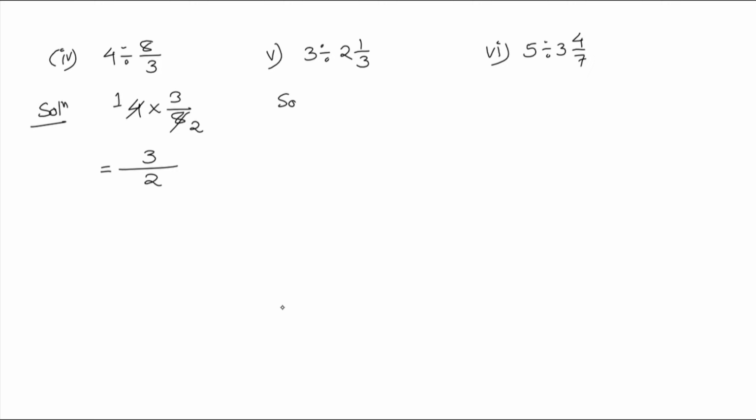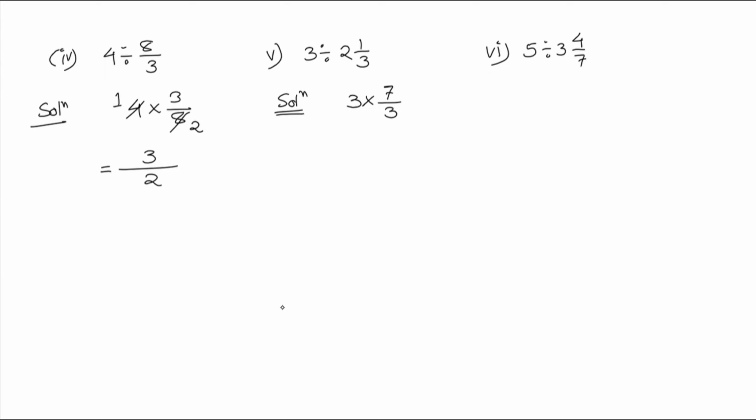नाउ लेट्स मूव फॉर क्वेश्चन नंबर 5. यहाँ है 3 divided by 2 1 by 3 which can be rewritten as 3 into 7 by 3 because 2 1 by 3 को जो है मिक्स फ्रैक्शन we have to convert into improper fraction. So according to rule the denominator will be 3. Then we have to multiply the whole number along with the denominator. So 2 into 3 is 6 and then that number, the answer will be added with the numerator. So 6 plus 1 is 7. Thus the answer is 7 by 3.